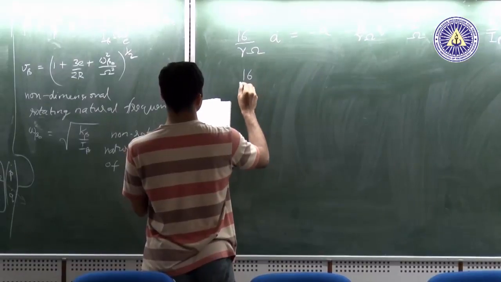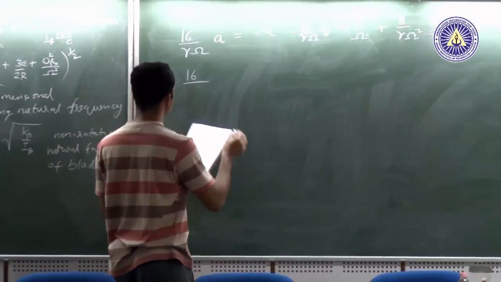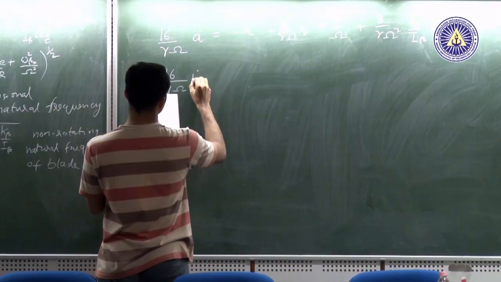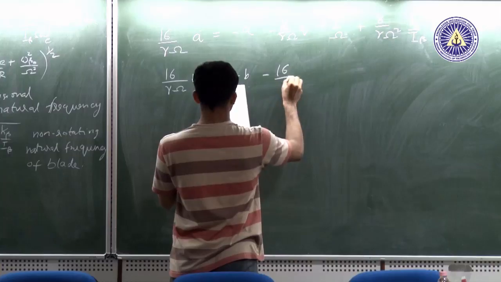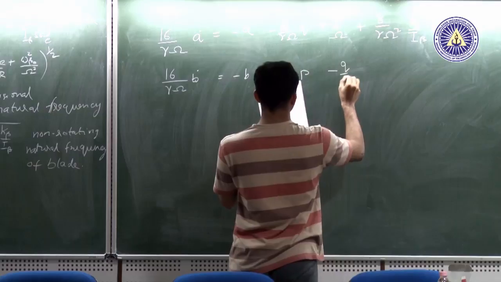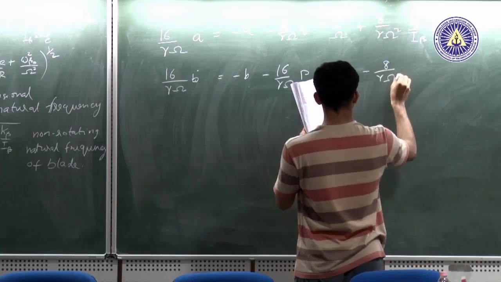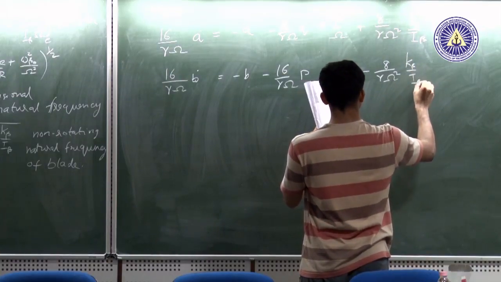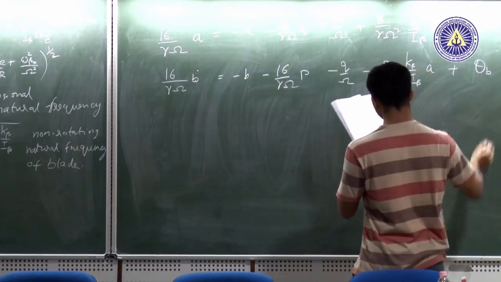Similarly for the longitudinal direction, 16 by gamma omega b dot minus b minus 16 by gamma omega p minus q by omega, minus 8 by gamma omega square k beta by I beta times 2a plus theta b.